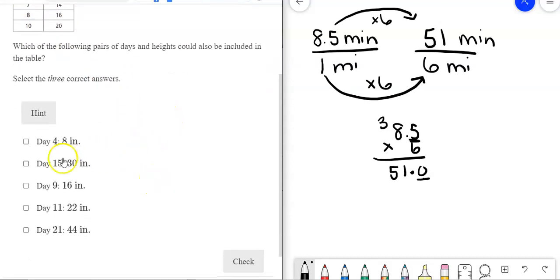So we need to find down here, we're going to select 3 correct answers. To do that, we're just going to take the day and multiply it by 2 to see if we get the right thing. 4 times 2, oh, that is 8. 15 times 2 is 30. 9 times 2 is not 16. 11 times 2 is 22. So those are our 3.